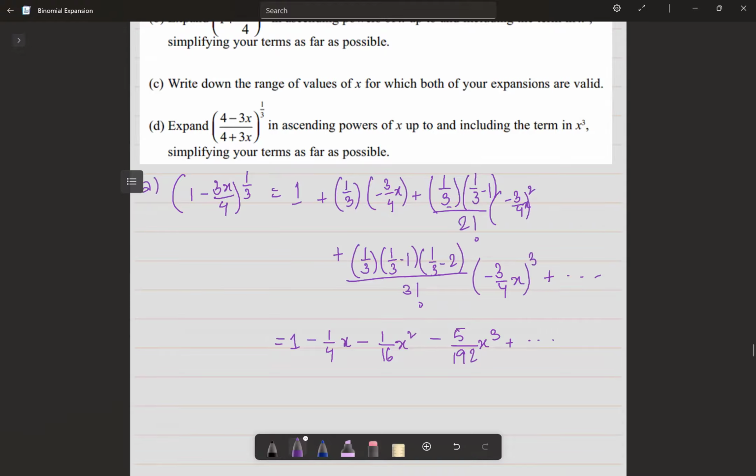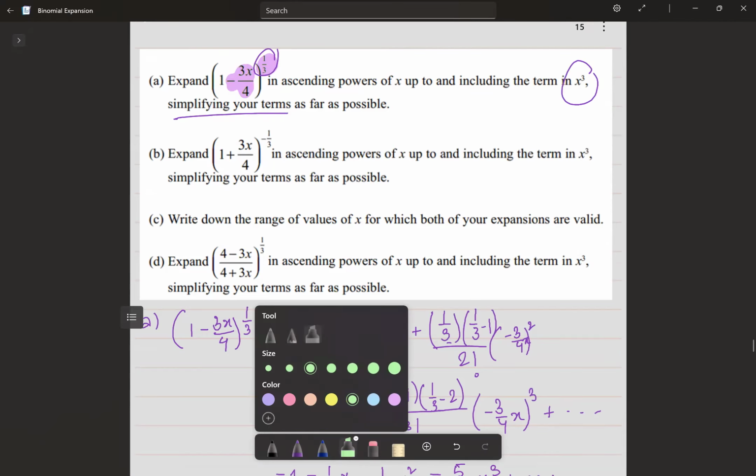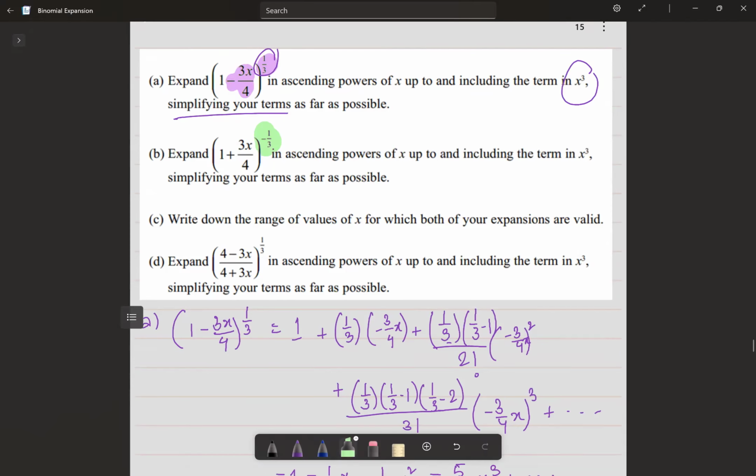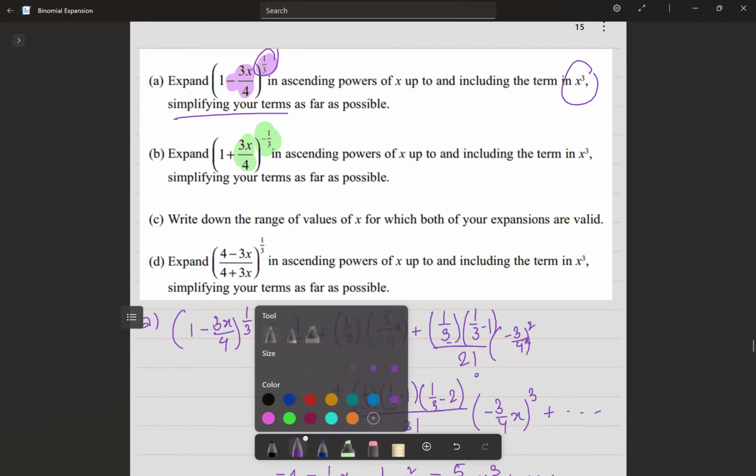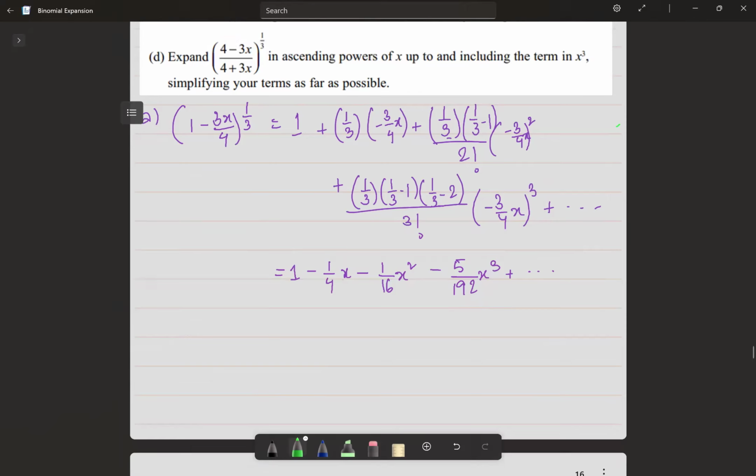Then in the next part of the question, we are asked to expand this expression. Now it is a similar expression to the previous one, but here the power is negative and the ax term is positive. So in the same way, we will write down the expansion for this one. We are going to get (1 plus 3x by 4) to the power of minus 1 by 3, negative 1/3. So in the same way, our first term is going to be 1.